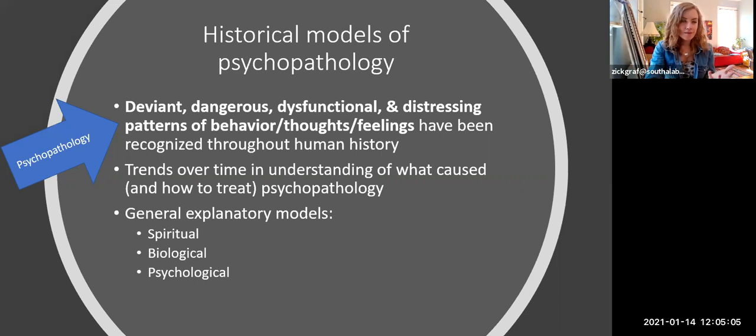In at least European and American history, there have been 3 categories of explanatory models of psychopathology. We're going to talk about all 3 of them. And then at the end of the lecture, we're going to talk about how our modern understanding of psychopathology takes into account all of these models.